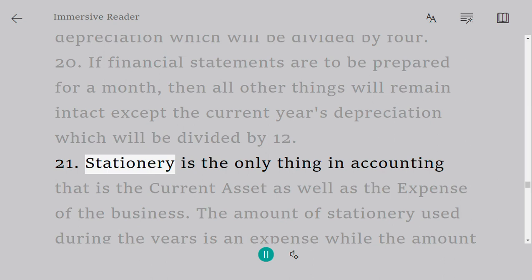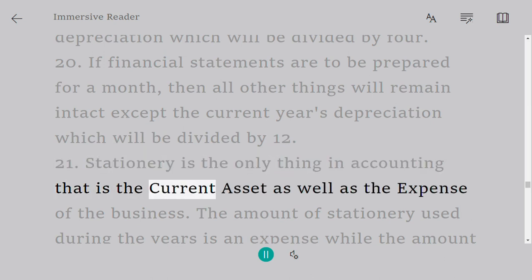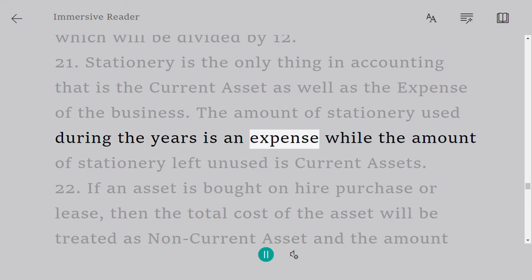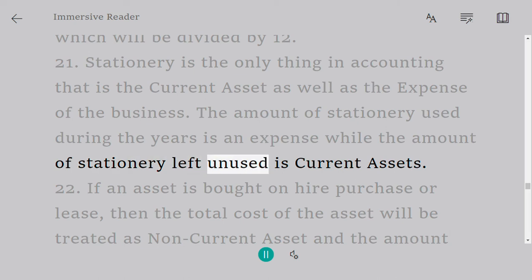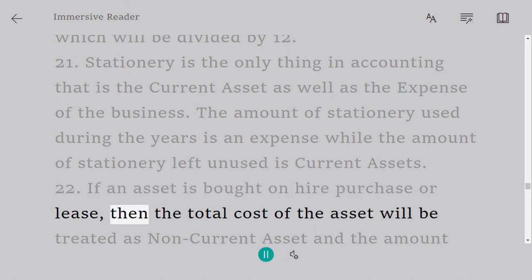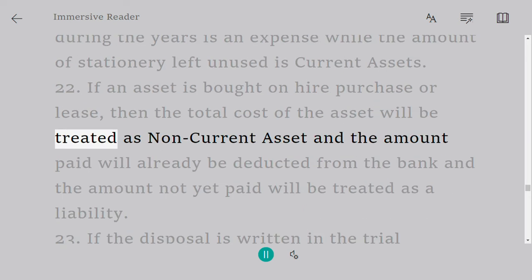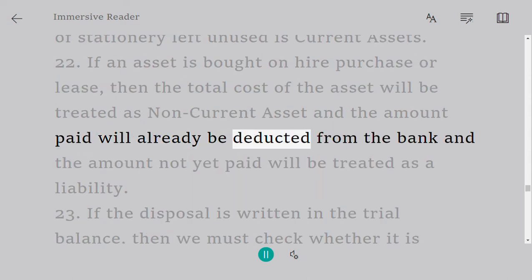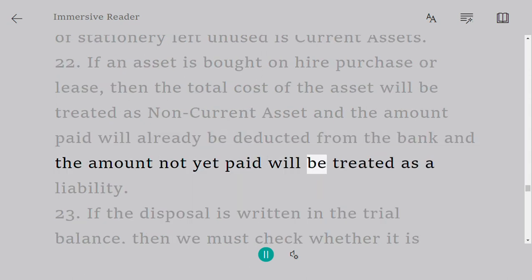21. Stationery is the only thing in accounting that is a current asset as well as an expense of the business. The amount of stationery used during the year is an expense, while the amount of stationery left unused is a current asset. 22. If an asset is bought on hire purchase or lease, then the total cost of the asset will be treated as a non-current asset, and the amount paid will already be deducted from the bank, and the amount not yet paid will be treated as a liability.